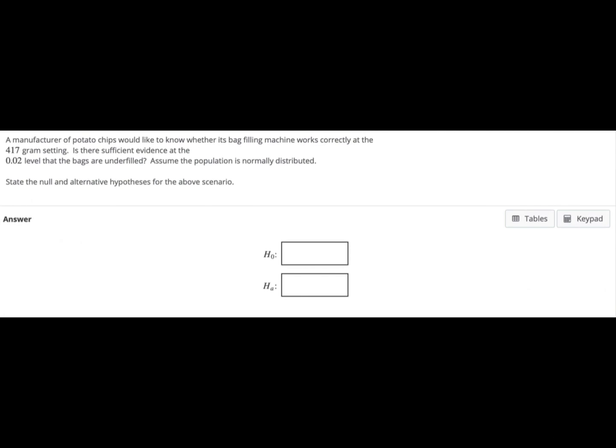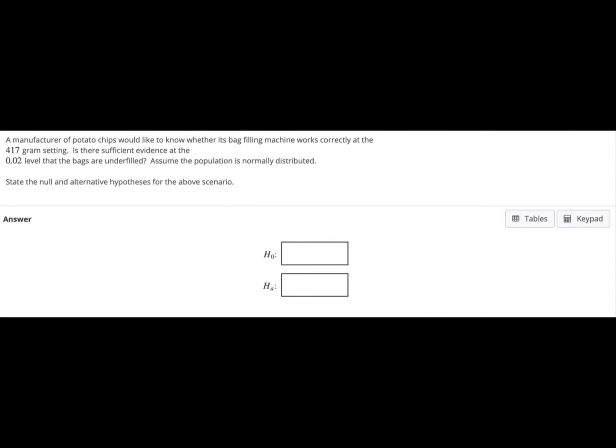Okay, so it says that they want to know whether the machine is working correctly at the 417 gram setting. Now we're going to assume that that is exactly what the machine was set up to do. We're going to assume that it is working correctly and nothing to the contrary is happening. So we're just going to say that our mean is 417 grams. That is our null hypothesis. What we are trying to prove is whether the bags are underfilled. So your alternative hypothesis would be that the mean is less than 417 grams, because they are saying whether there is sufficient evidence that the bags are underfilled.